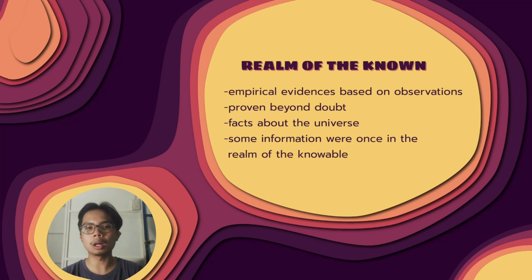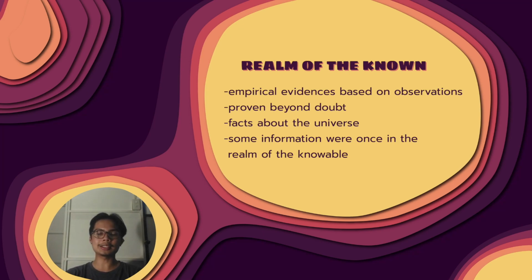Information on this realm are based on empirical evidence and observation. All information are also proven beyond doubt. This includes all facts about the universe. Now, the facts that we know right now were once in the realm of the knowable. Some examples of these are DNA testing and animal cloning. Years ago, scientists were only theorizing about the possibility of these. But as we know right now, these processes are possible and doable using science.